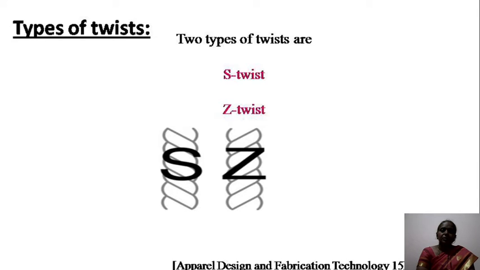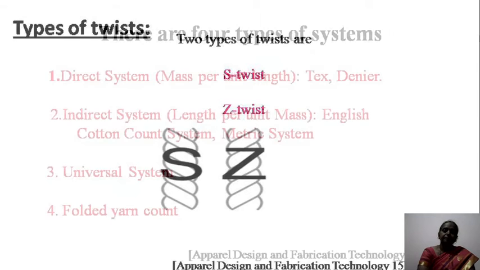Two types of twist you already discussed are S and Z twist, according to the helical angle. If the helical part, that is the angle part, follows the central portion of the slope of the alphabet S, the yarn has S twist. If it follows the central portion of the Z, then it has Z twist.